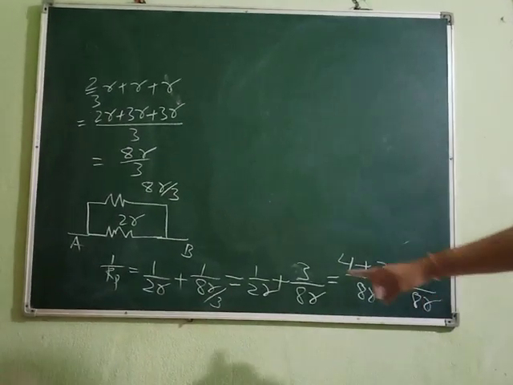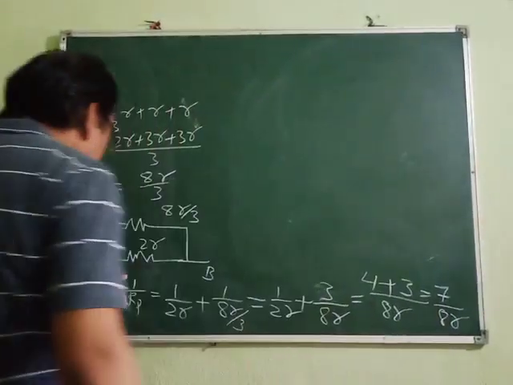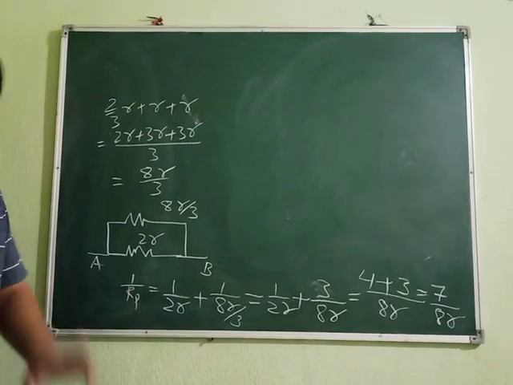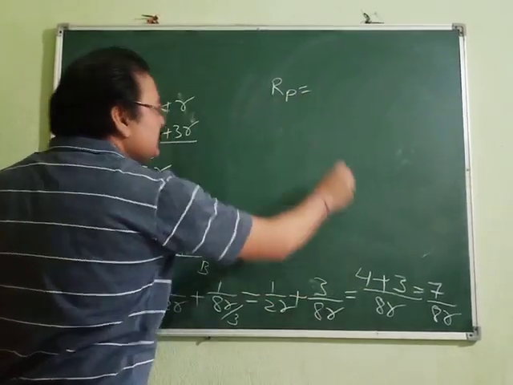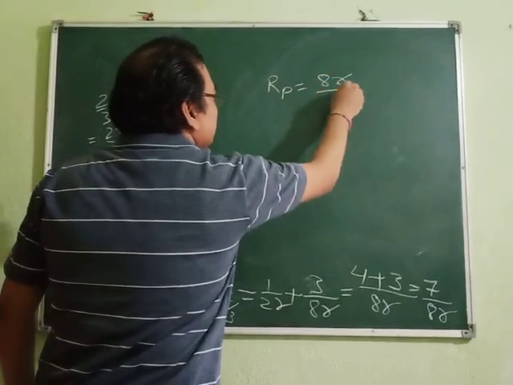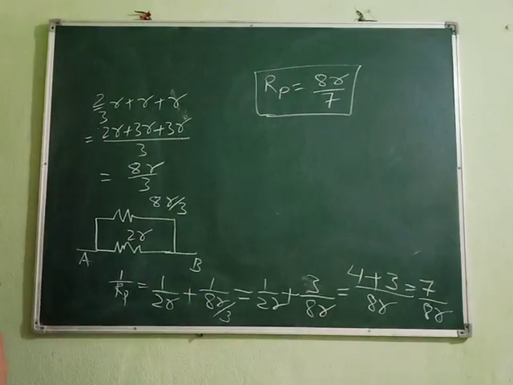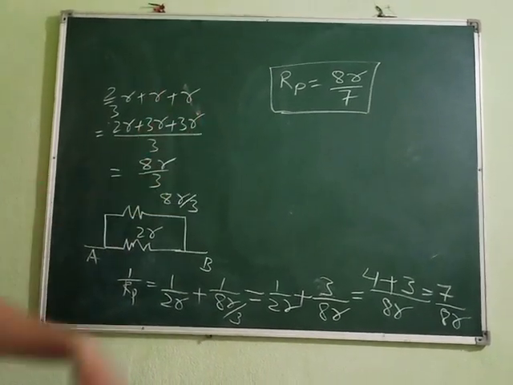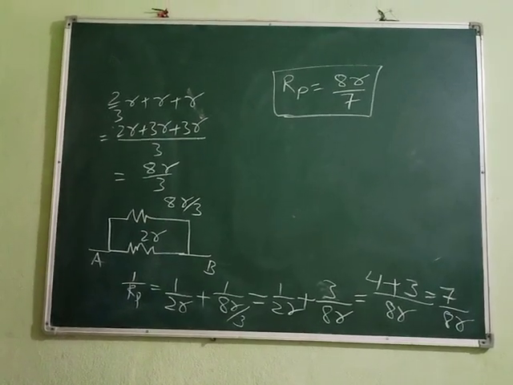So as we got this 1 by Rp is 7 by 8R, we can revert this to get the equivalent resistance. So Rp will be how much? Inverse of this, that is 8R upon 7. And that is the equivalent resistance of the combination and the required result. So whatever value of small r is there, you can put and you can get the equivalent resistance. I hope you have understood.